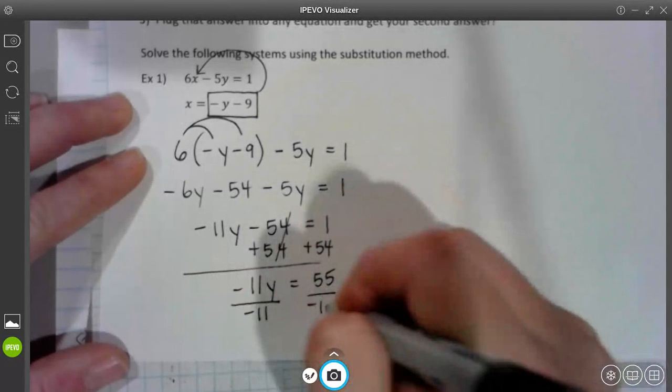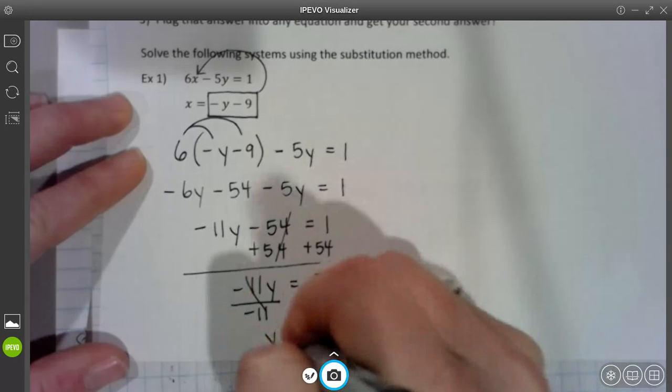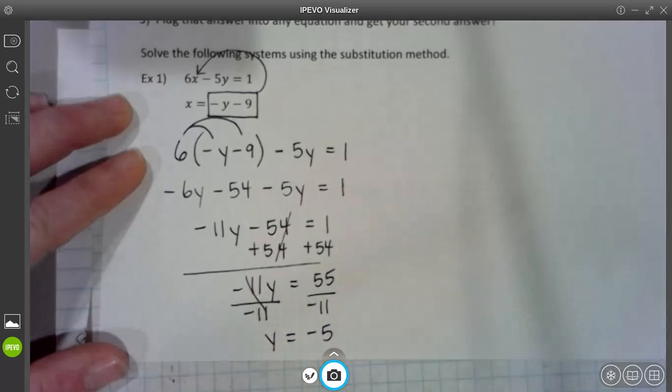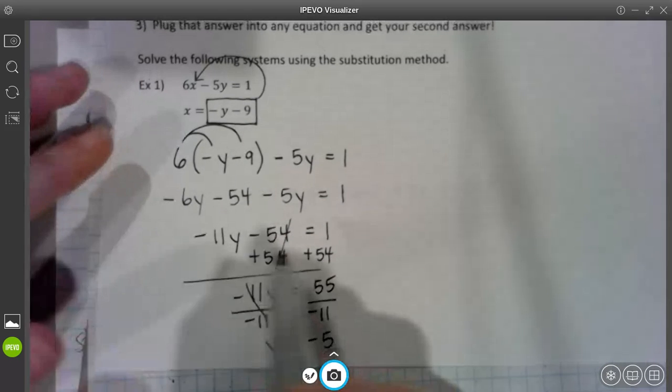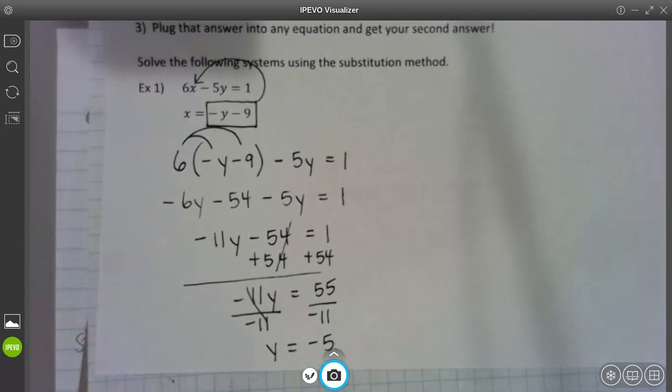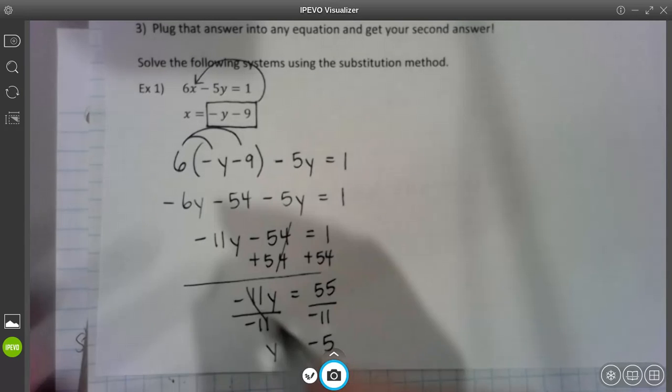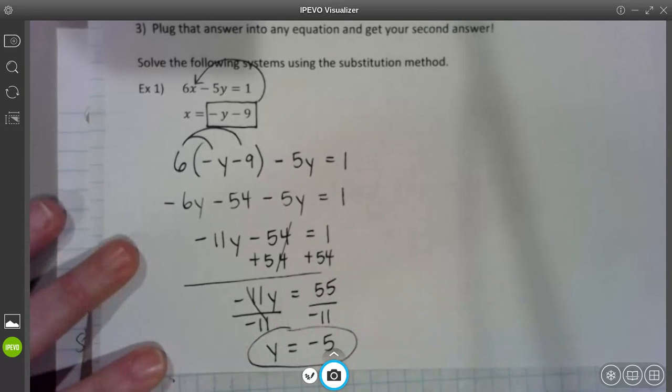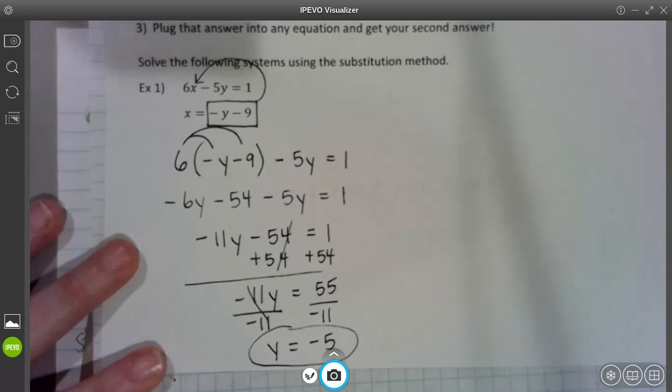y equals negative 5. Okay? All right, so now here's the thing. You do all that work, you kind of get excited like, oh God, thank God that's over, let me go on to the next problem. But remember, you are solving a system. A system has two variables in it. It's missing two values. We only have one out of those two answers. We still have to get the second missing answer.